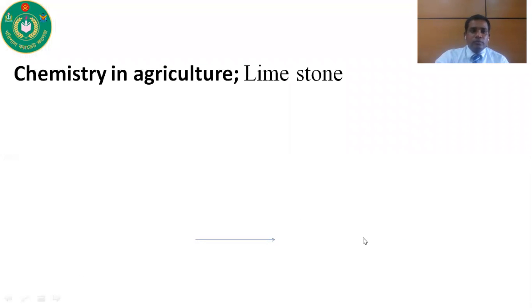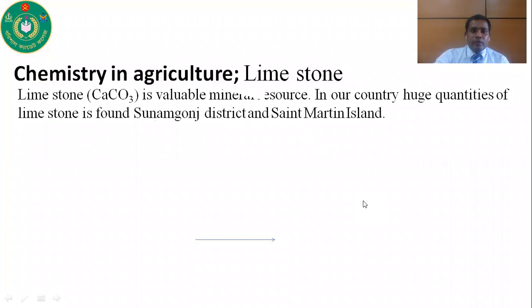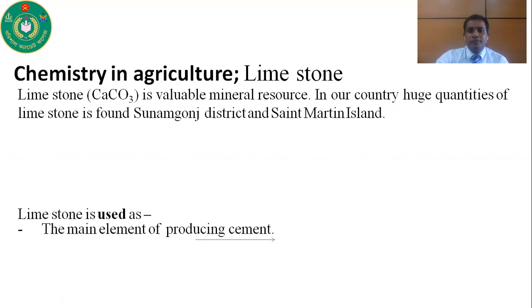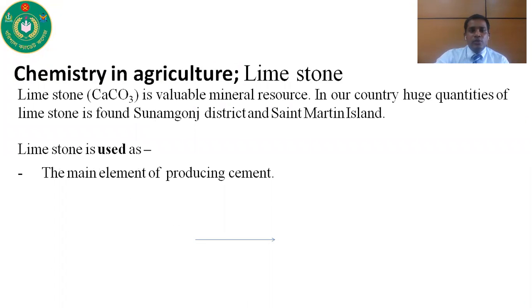So now, chemistry in agriculture. First one is limestone. Limestone is a valuable mineral resource in our country. Huge quantities of limestone are found in Sunamganj district and Saint Martin Island. Limestone is used as the main element of producing cement. In case of producing cement, we use limestone.